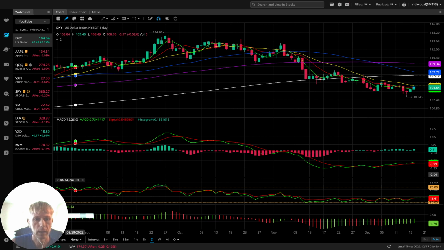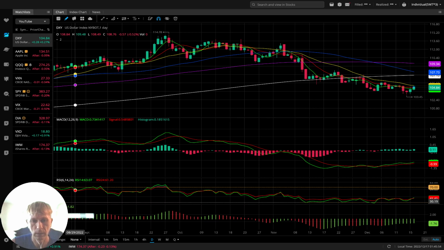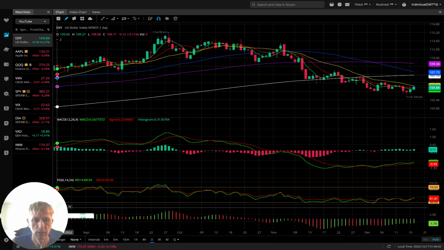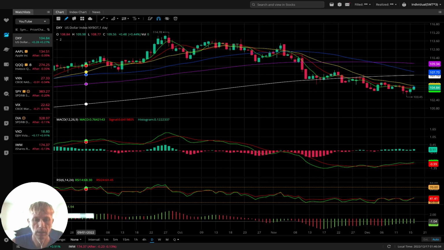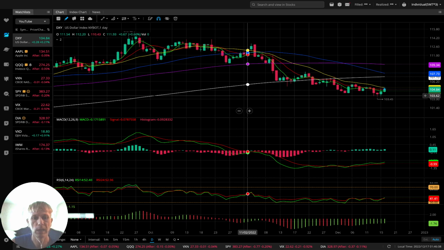Okay, RSI, same setup. Red line is the signal line, and green line is the RSI line. Yellow line 30 is oversold territory, and yellow line 70 is overbought territory. Awesome oscillator, green is bullish, red is bearish. That's all. Let's start with weekly, right?